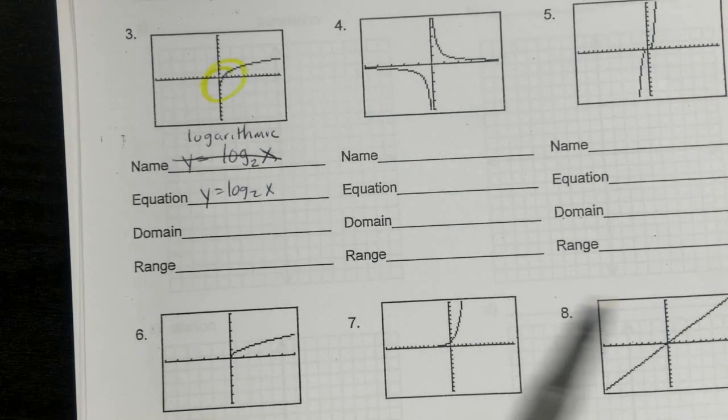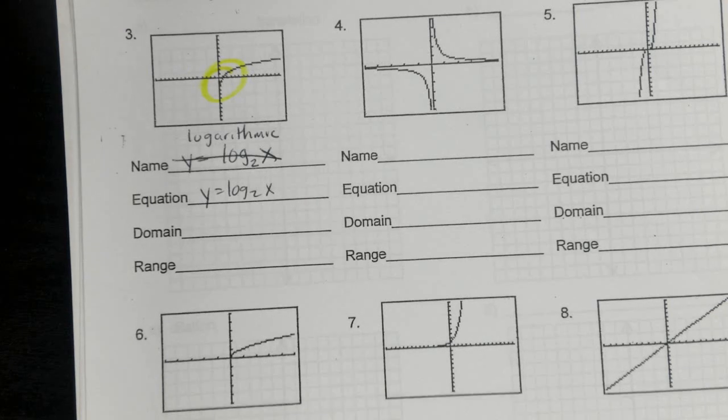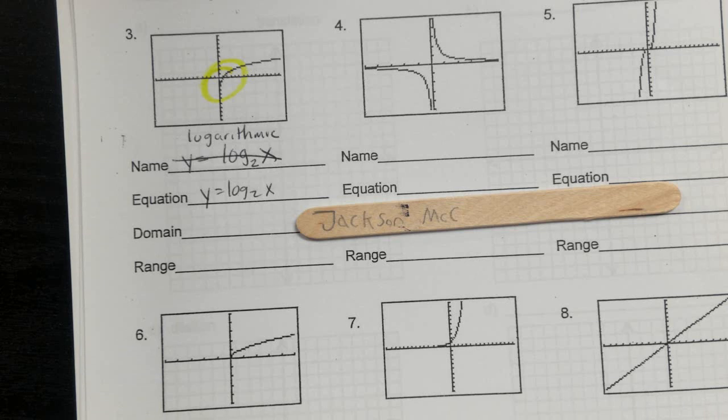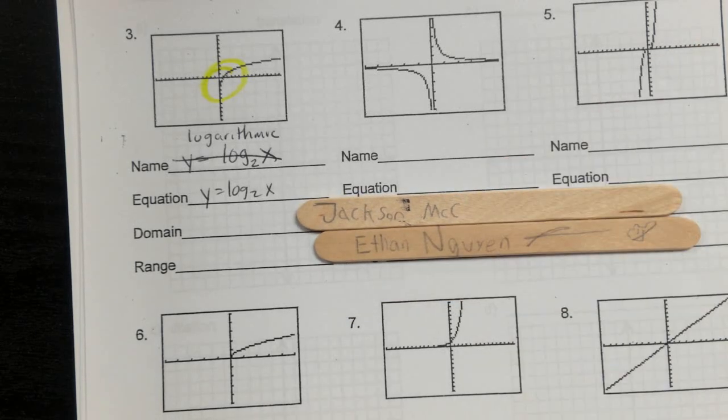Okay, but now that we're looking at the graph, domain and range should be okay, even if you don't really know what the graph is. Hopefully you can look at the picture and come up with the domain and range. I'm kind of stalling here a little bit to give Jackson and Ethan a moment to think. Jackson, how about the domain?